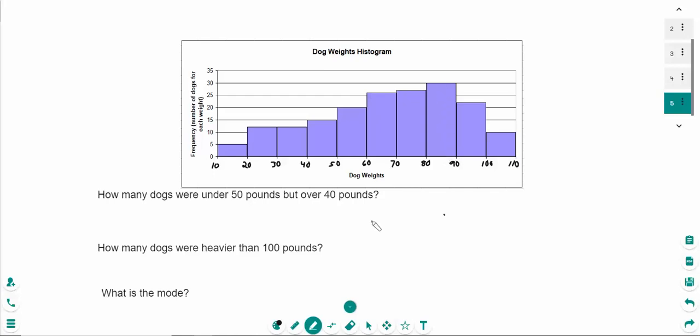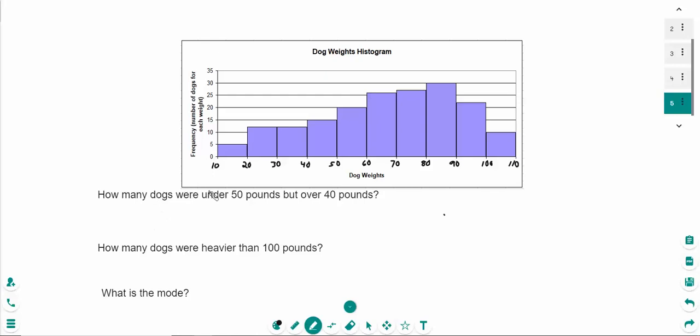And if I were to ask you what's the least amount that most dogs in this particular group weigh, you would say they weigh between 10 to 20 pounds. Okay. So let's answer some questions. Based on this histogram, how many dogs were under 50 pounds but over 40 pounds? Why don't you think about that for a second, see if you can come up with an answer on your own, and then we'll talk about it.